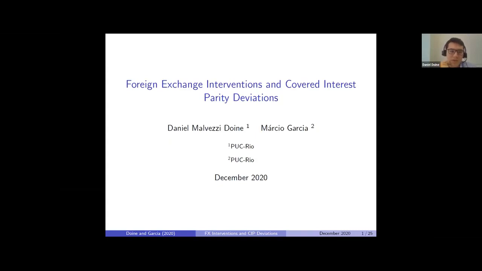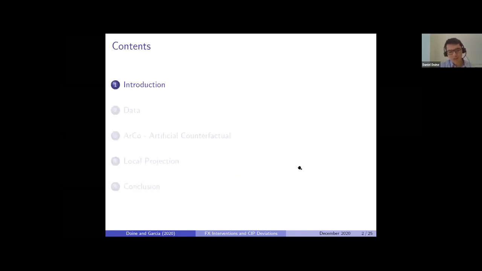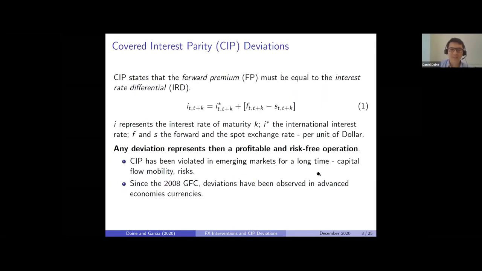So we are looking at two literatures: the literature on foreign exchange interventions and the covered interest parity deviations, right? The idea here is to link these two literatures, a large literature on foreign exchange interventions, and this flourishing, newer literature about the CIP deviations. And my idea here is to convince you that I do this in the correct way, okay?